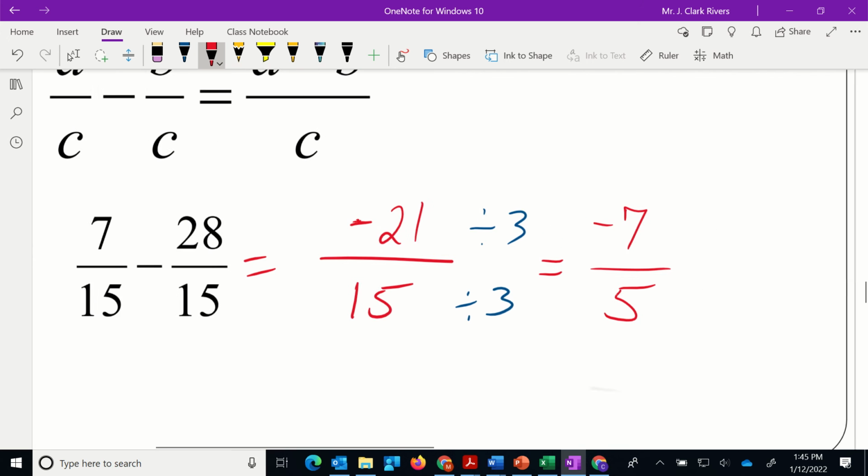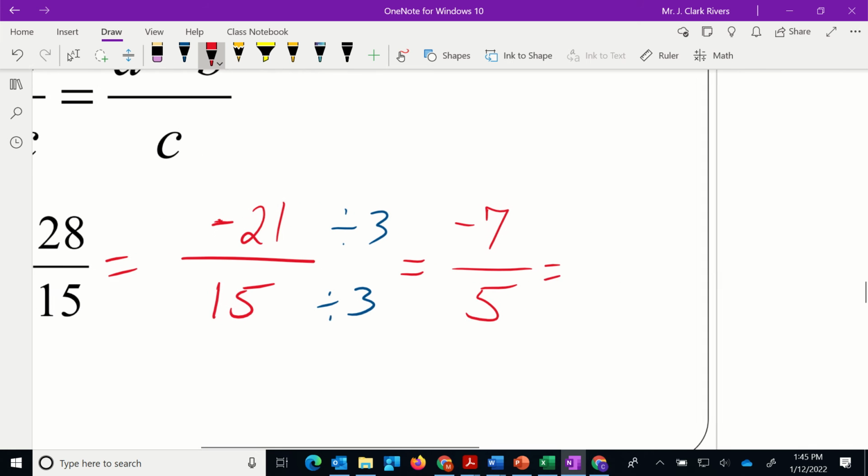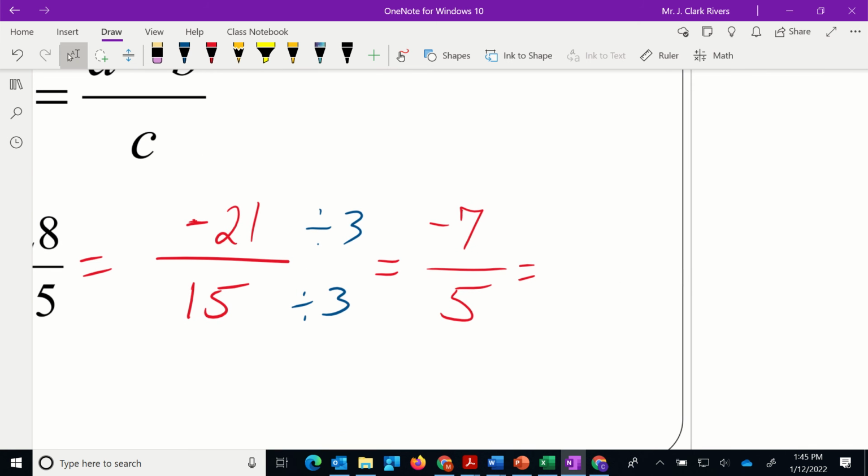And we end up with negative 7/5. We're done. But I'm going to challenge you to write this as a mixed number now. Veda, what is it? Negative 1 and 2/5. Now, I want you to recognize something right now.